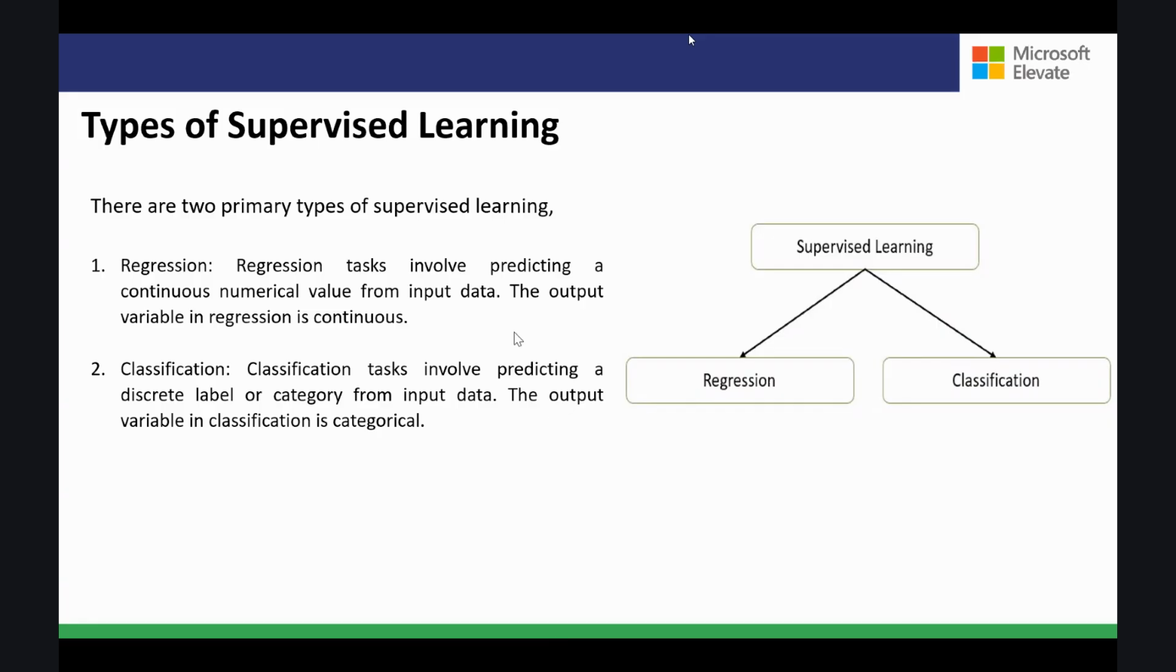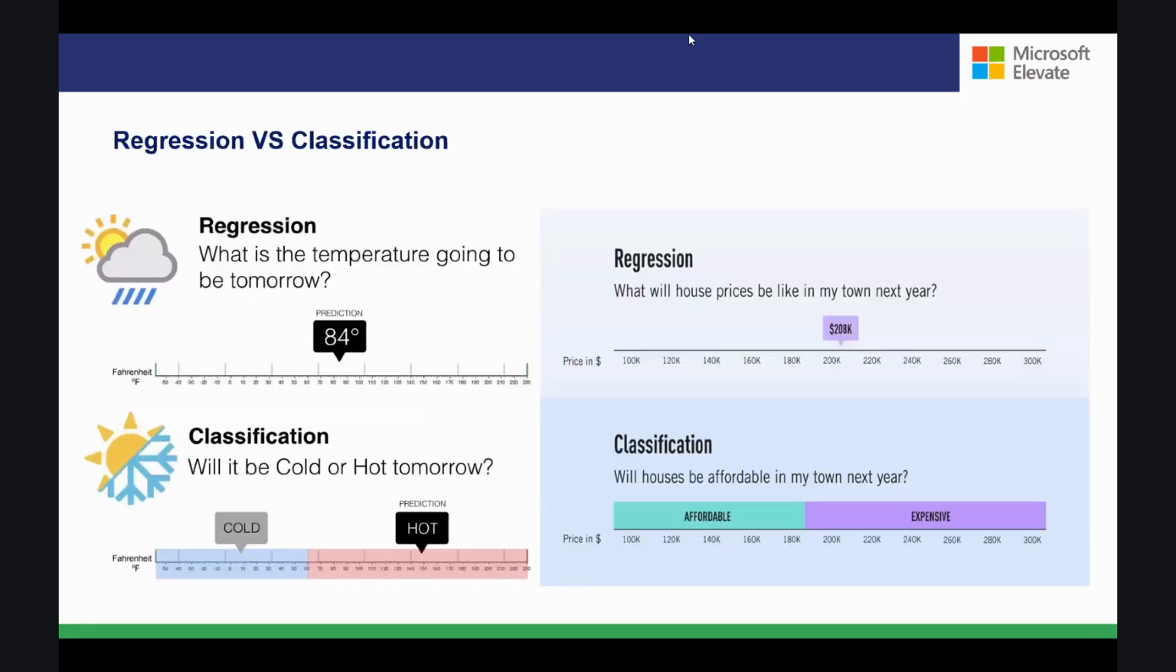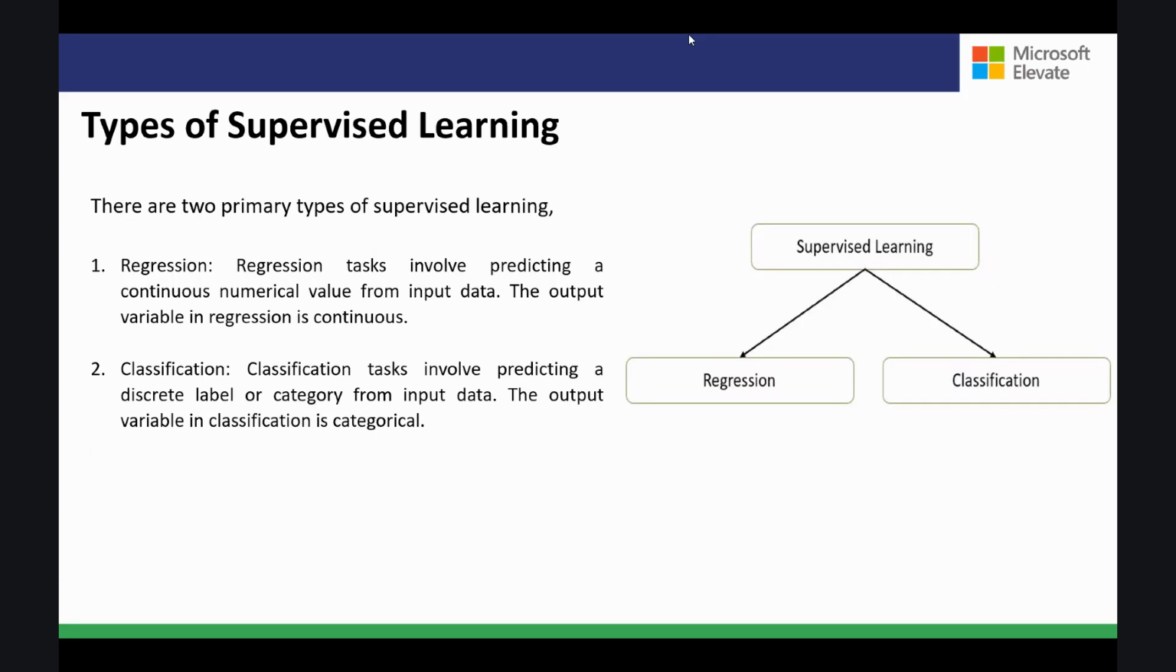So, types of supervised learning. Regression: the output should be numerical. Classification: the output should be categorical. Can you tell me the algorithm that you use in regression?